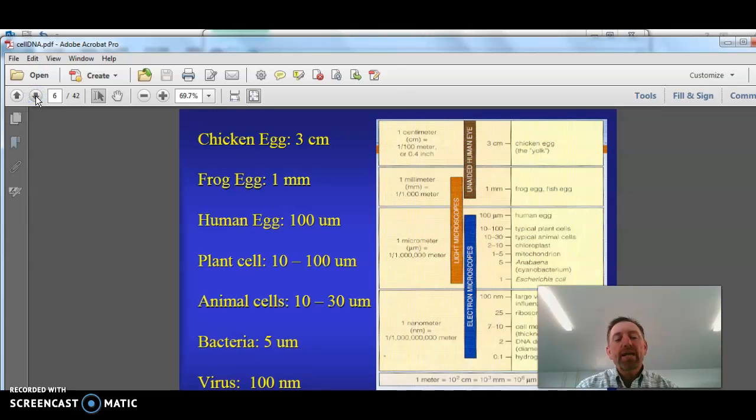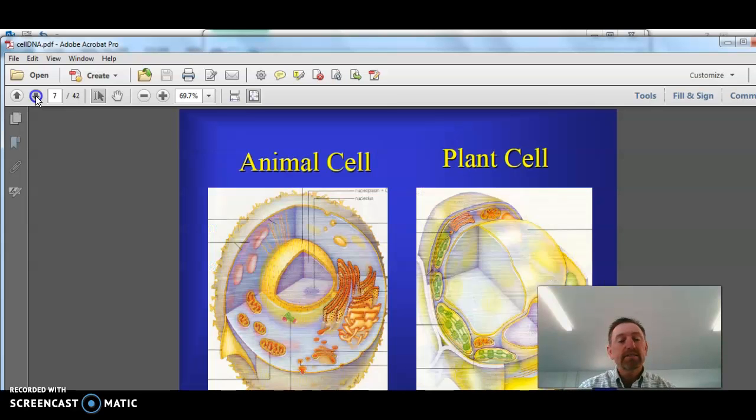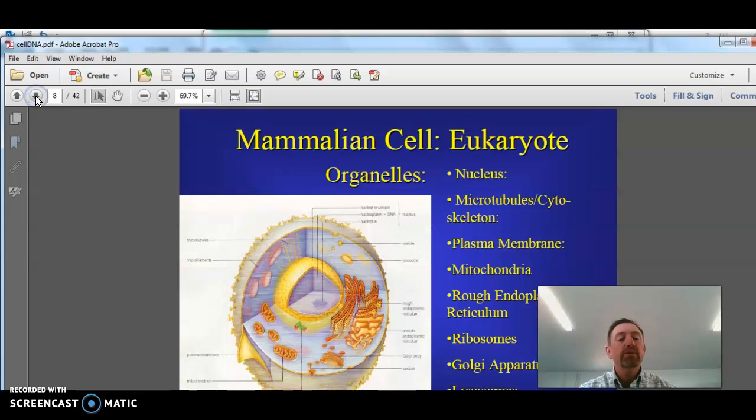Just to give you an idea of how small they are, this is a chart. You can kind of put some reference from the egg all the way down to the virus in terms of size. Just a contrast between the animal cell and the plant cell. We're going to spend some time talking about the difference, but we're not going to focus on it. We are going to focus on the animal cell, our eukaryotic cell in our mammals. Hopefully you have all these parts listed and defined already.